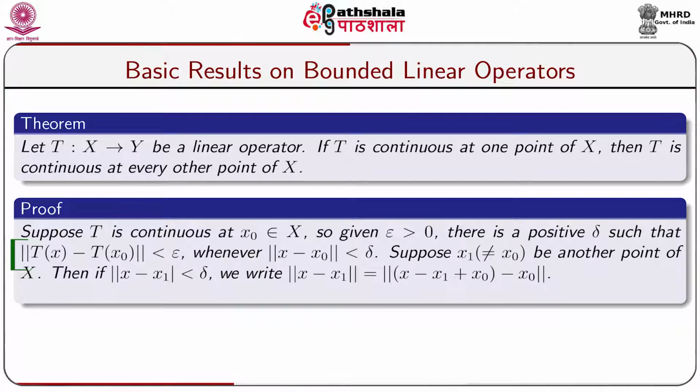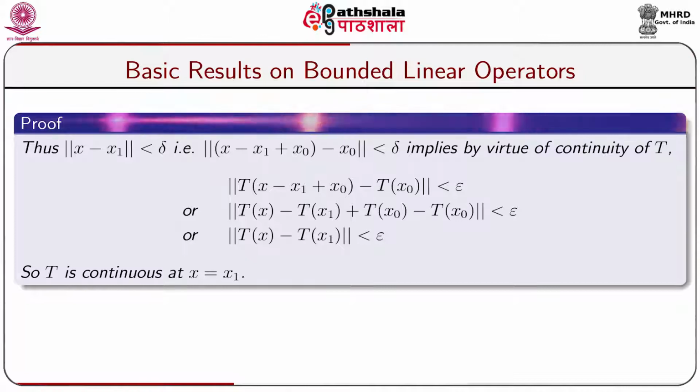Suppose x1 be another point of capital X which is not equal to x naught, then if norm of x minus x1 is less than delta, we write norm of x minus x1 is equal to norm of x minus x1 plus x naught minus x naught.